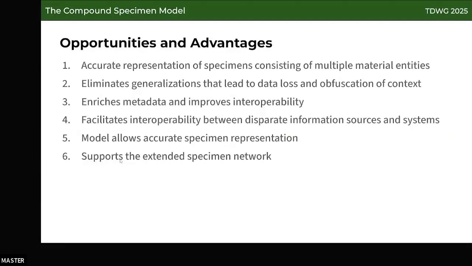So let's talk about opportunities and advantages. The opportunity is an accurate representation of specimens consisting of multiple material entities. It eliminates those generalizations, right? You don't have to say this radiometric dating record applies to the whole specimen. That's a way overgeneralization. You attribute it to the actual part. And therefore it allows this specimen network to actually occur. Without it, the extended specimen network, as an overgeneralization, doesn't really work at all for geology.